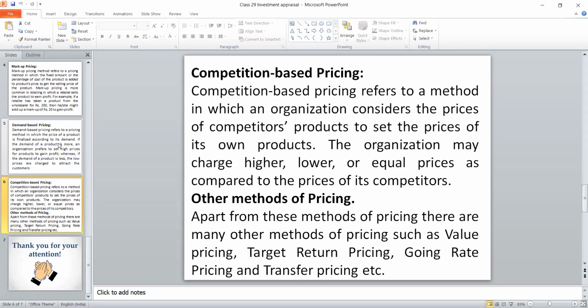In the next class, we will study the price strategies. It is a confirmed Section B question. Suppose they ask to explain different methods of pricing, first you write three types: cost-based pricing, demand-based pricing, competition-based pricing. Then other methods of pricing: value pricing, target pricing, going rate pricing. So totally 7 or 8 will be there. Complete the answer. It will give full marks.